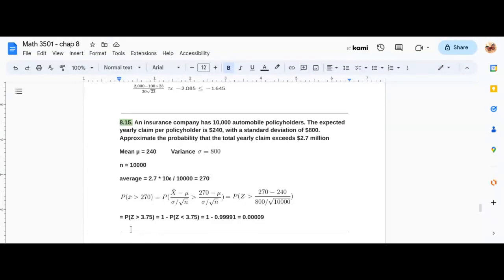And that gives you the probability that z is less than 3.75 equals 1 minus, 1 minus the probability that z is less than 3.75, and that equals 1 minus 0.99991, which gives you 0.00009.